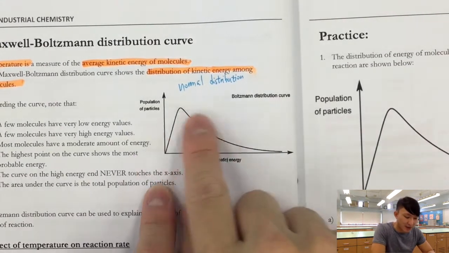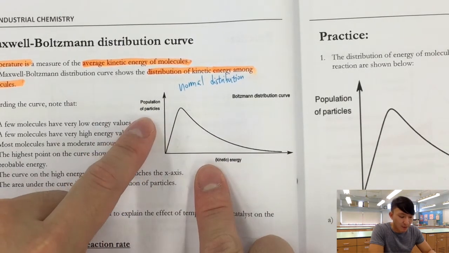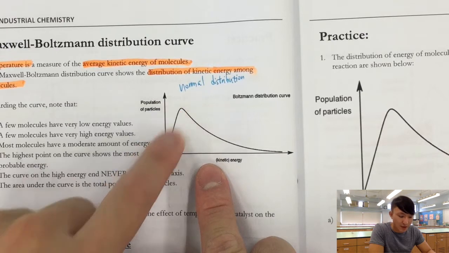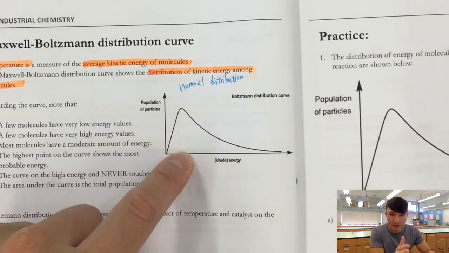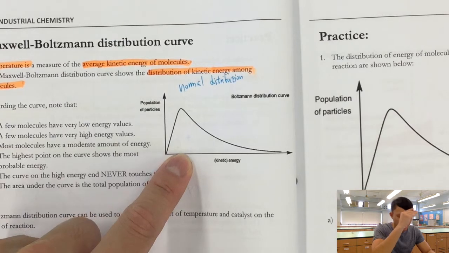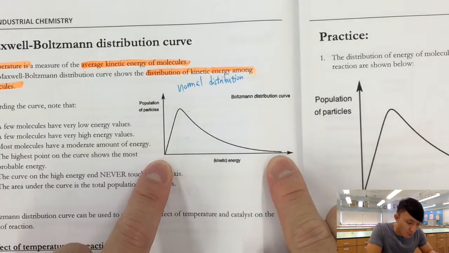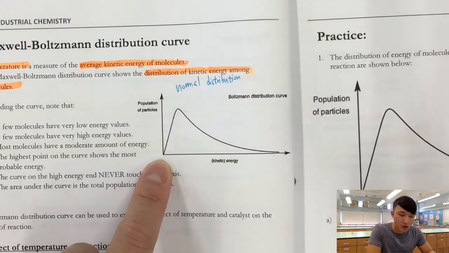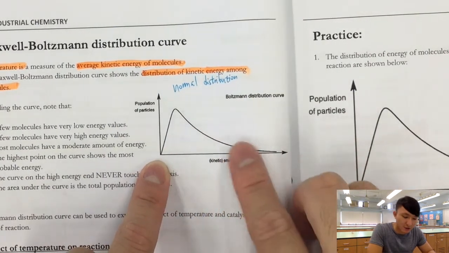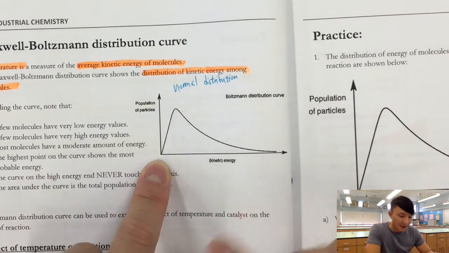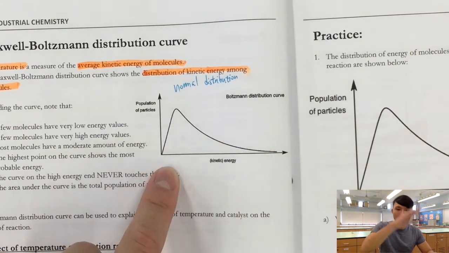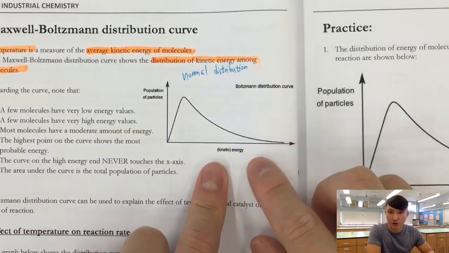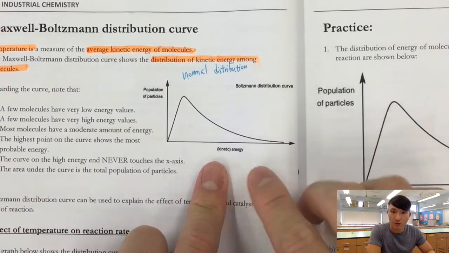Okay, so you notice that here the y-axis is the population of particles, and the highest population will be having a medium or mediocre energy. And you notice that the two extremes will be having a very low population. Okay, so if a curve shows you such a distribution, then it is called normal distribution, and it is signified by this bell shape. Okay, so Boltzmann distribution curve is having a normal distribution.